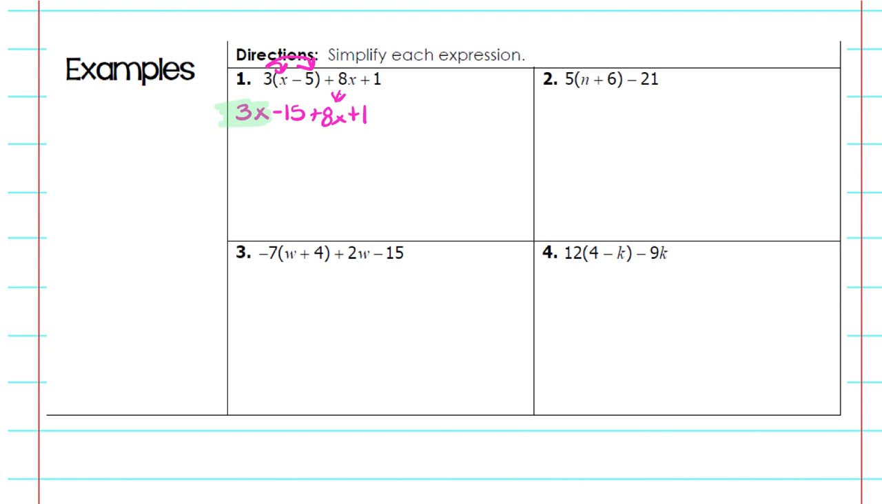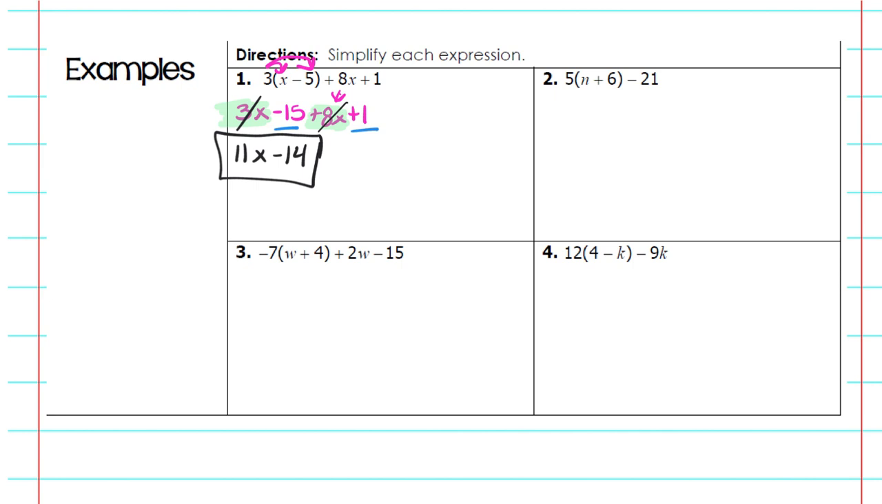Now, I need to combine like terms. So I'm just going to highlight this. I have a term that doesn't have an x, and this has an x. Let's maybe underline our constants here. So now, combine like terms: 3x plus 8x. 3 plus 8 gives me 11, bring the x down. Now, negative 15 plus 1 is negative 14, so minus 14. That is in its simplest form.